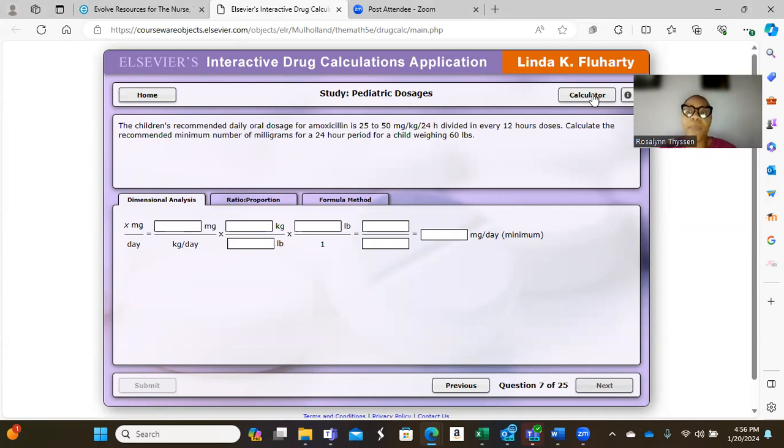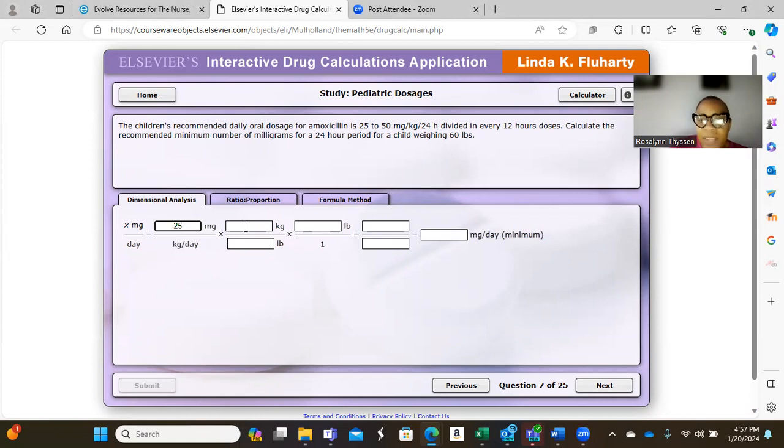So whenever we're doing these problems, make sure that we're looking at what the question is asking us. So this question is, I want to know the recommended minimum number of milligrams in a 24-hour period, or milligrams per day, for a child who weighs 60 pounds. So what am I looking for? Milligrams per day. So what do I know? If I'm looking at the minimum, it says 25 to 50, so 25 is the minimum. That's 25 milligrams per kilogram per day.